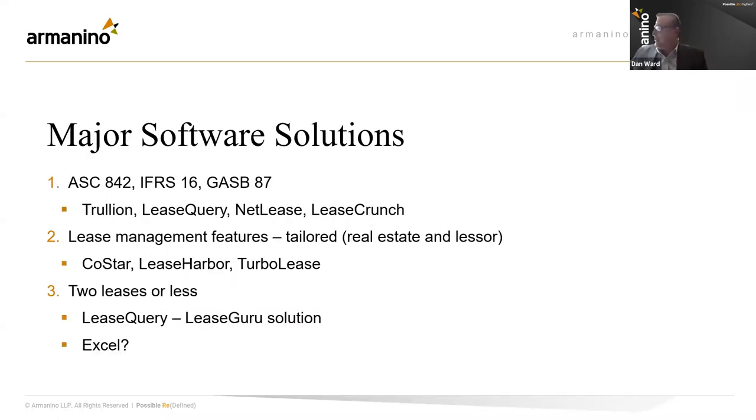Major software solutions is where I'll stick here. For the basic solution, there are a slew of new software solutions out there specifically meant to address the compliance requirements of ASC 842. Trulian, Lease Query, NetLease, Lease Crunch, these are some of the solutions I've seen, and these are some of the solutions that have been born to address the compliance issues. Out of the box, they will handle the ASC 842 accounting compliance issues, including the onerous lease footnote. All of these solutions are basing their pricing on a SaaS subscription model, per lease, per year pricing. If you're looking for that basic, the 70% or 60%, you'll probably focus in on names like that.